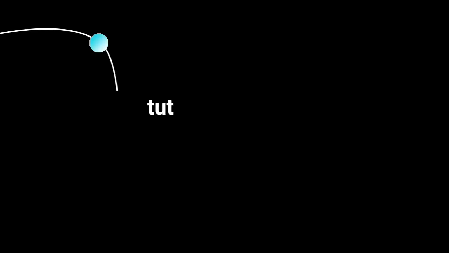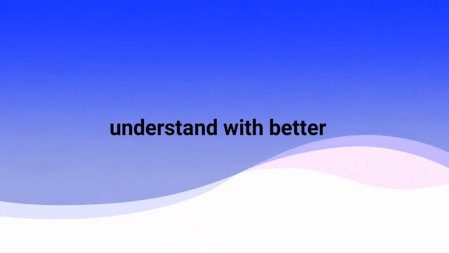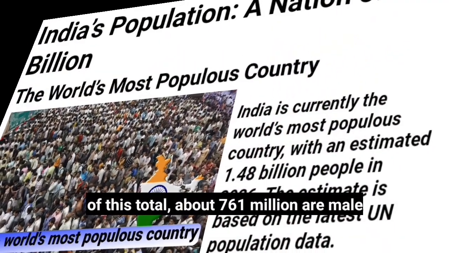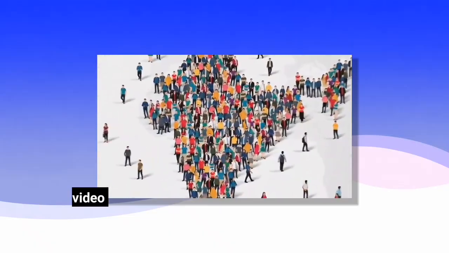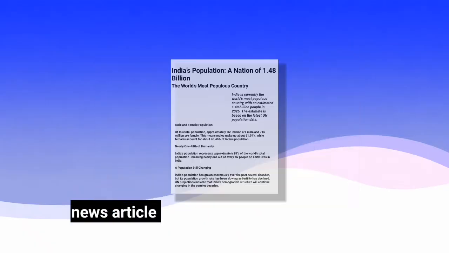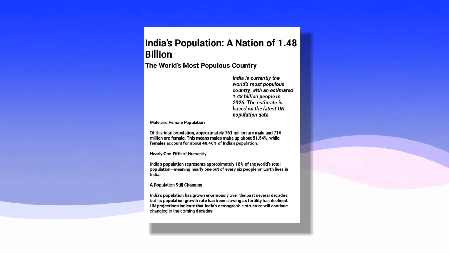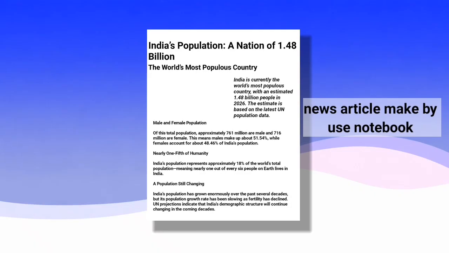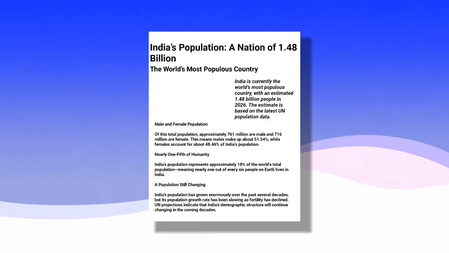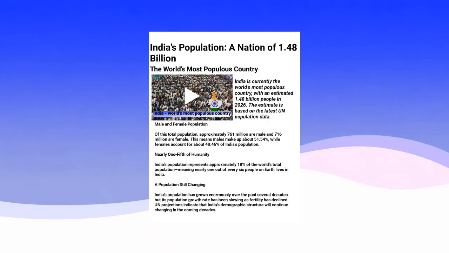I will break down this tutorial into 3 stages so you can understand it better. To make this type of tutorial, at first choose a video which you want to use in a news article. Then choose a news article in this format. Make this news article your own by using a notebook. I use Notewise to make this news article. This rectangle free space is for putting the image of the video.